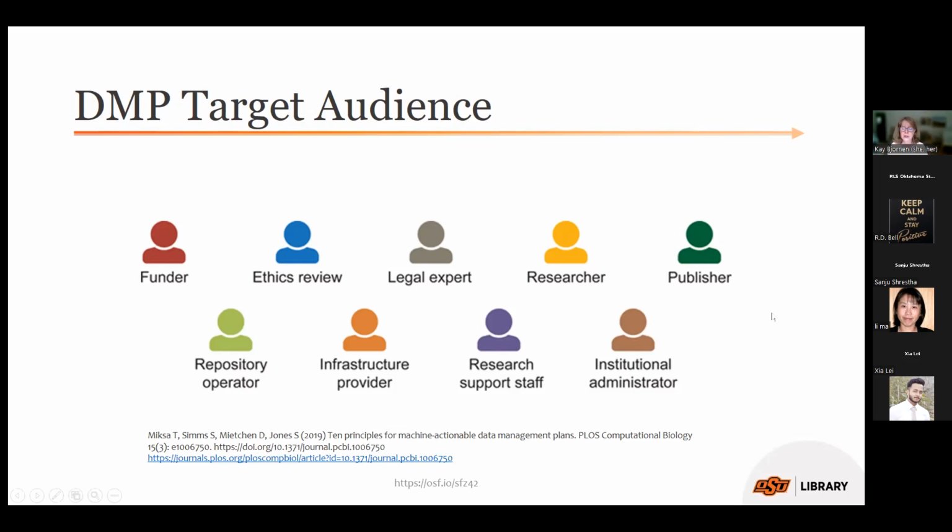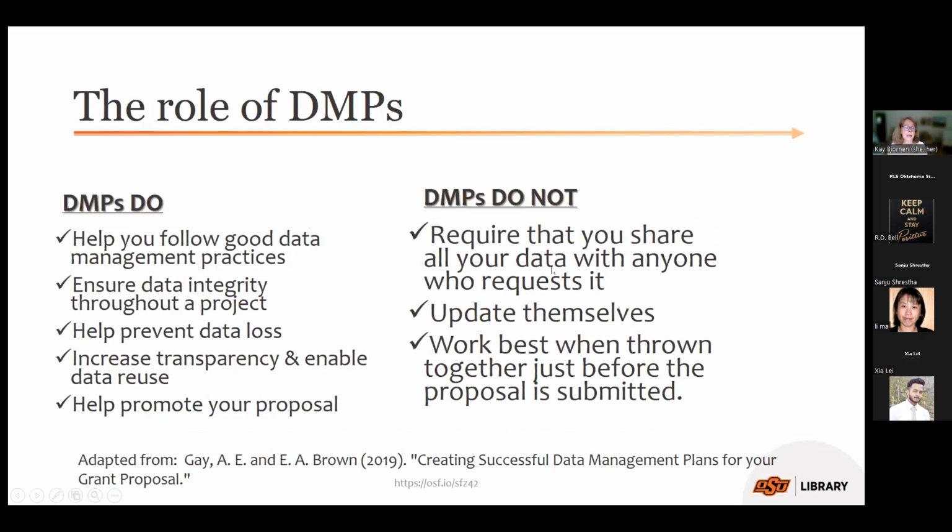And then finally, institutional administrator refers to your grants office, research sponsored programs, that kind of thing. So all of these people should be people that you keep in mind when you are creating a DMP. So just to bring this to your attention, some of the things that DMPs do is, as we've said, help you follow good data management practices, ensure data integrity, prevent data loss, increase transparency and enable data reuse, and help promote your proposal.